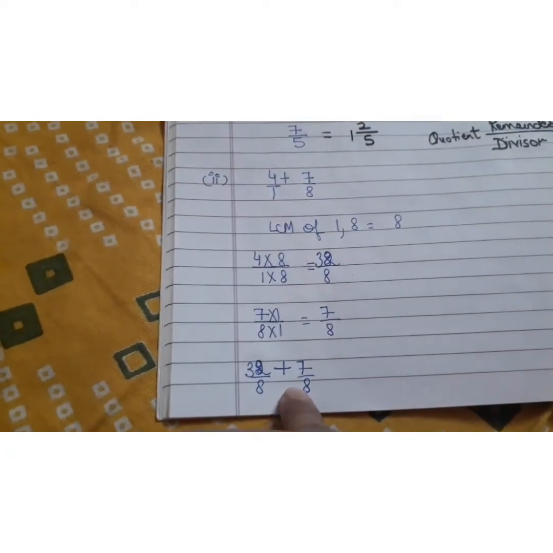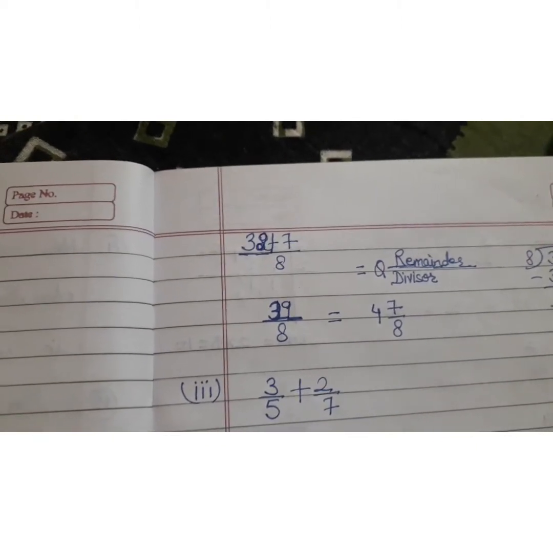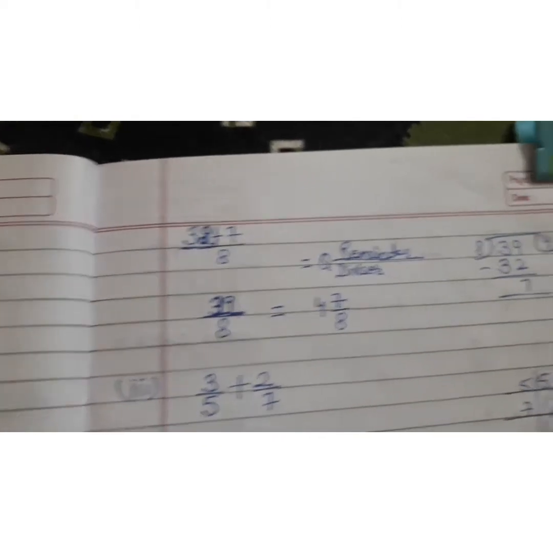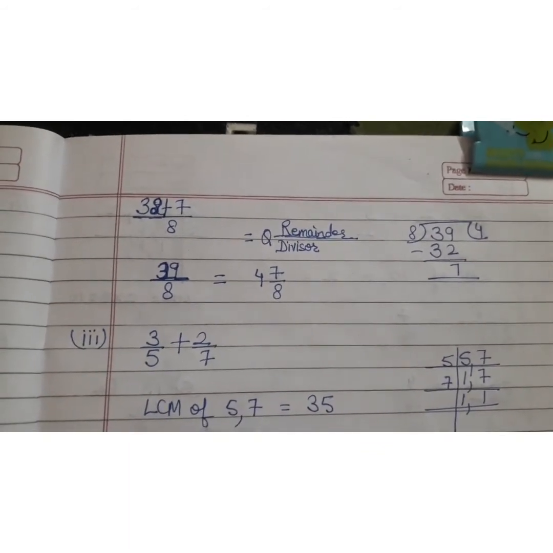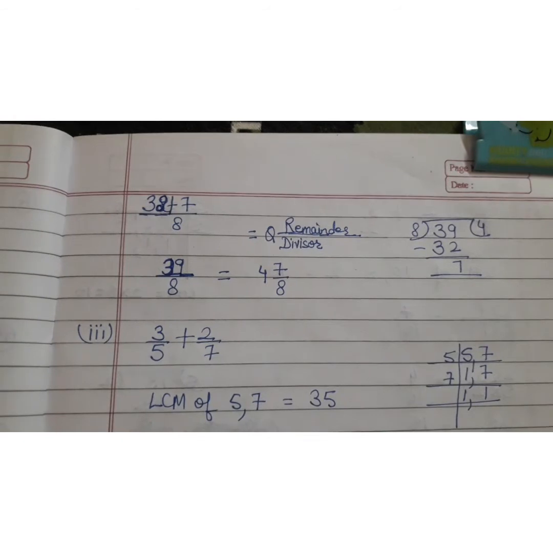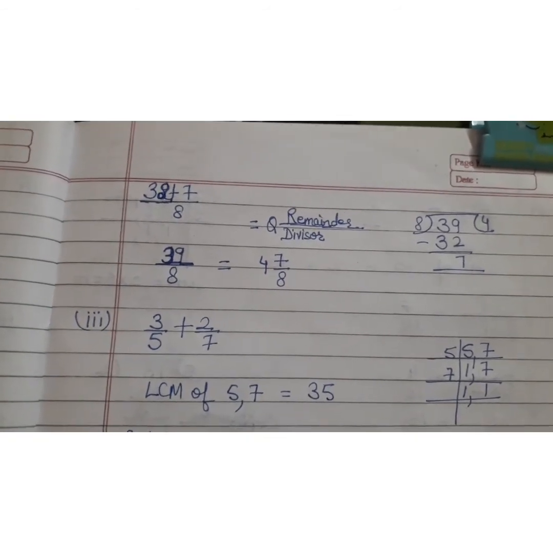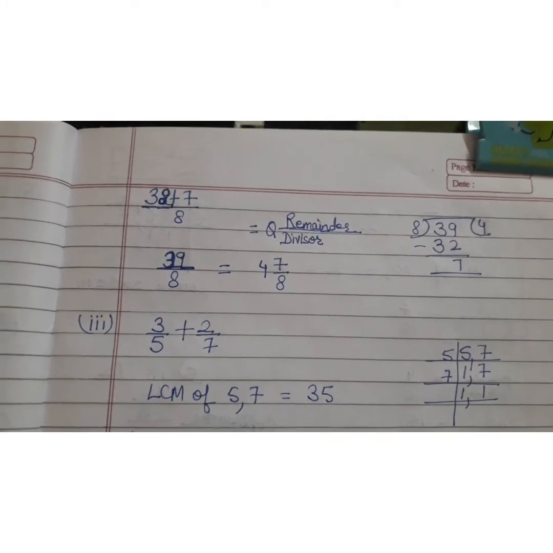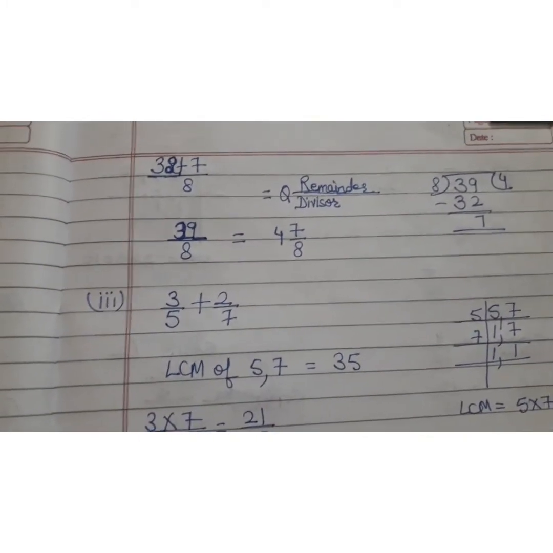Now add up both the fractions. You will get 32 plus 7, that is 39 by 8. Change it into a mixed fraction by dividing 39 by 8. You will get 4 as the quotient and 7 as the remainder. So 4, 7 by 8 is your answer. Next question is 3 by 5 plus 2 by 7.